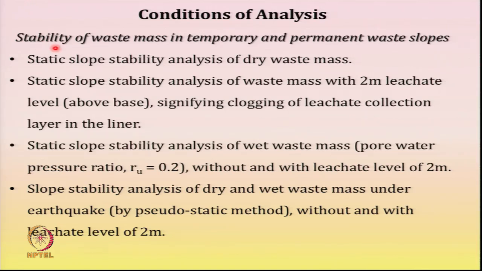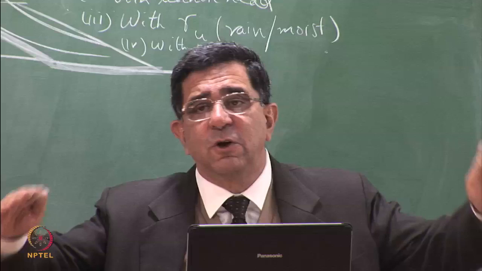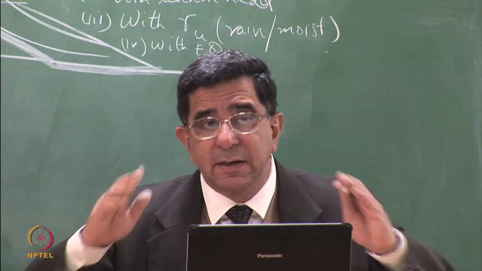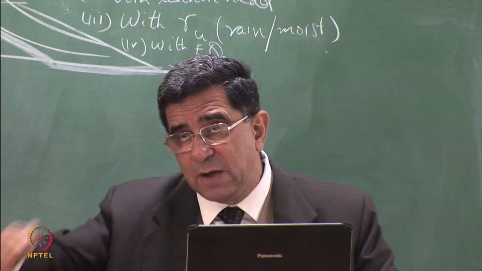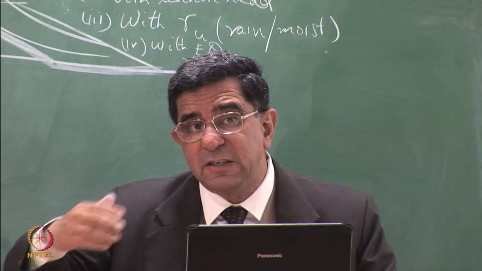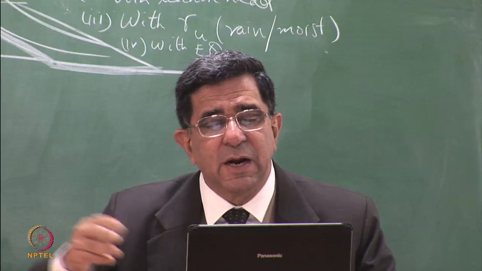So we did stability of waste mass in temporary and permanent waste slopes. Permanent waste slopes of 4:1, not a problem. The temporary waste slope is when the waste is being filled up, they tend to have steeper slopes. So they are steeper than 4:1, so we are looking at 3:1.